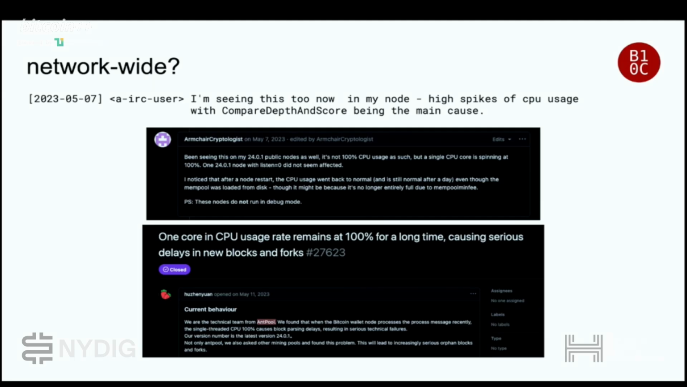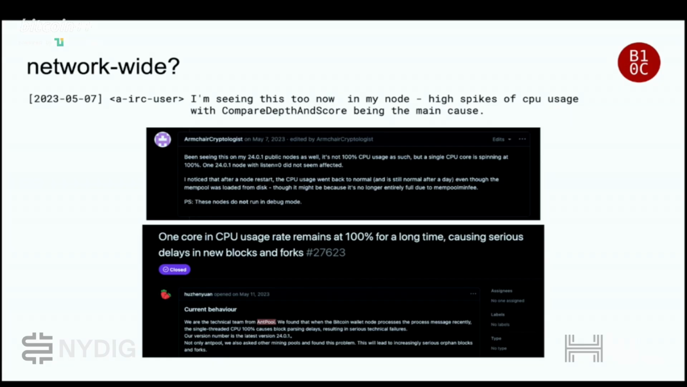And then a few days later, an employee of Antpool, a big mining pool in Bitcoin, came around and said, hey, we actually have this in our mining pool as well. And I spoke to a few other mining pools, and they also have the problem. And it could be causing delays in propagation and forks for us.